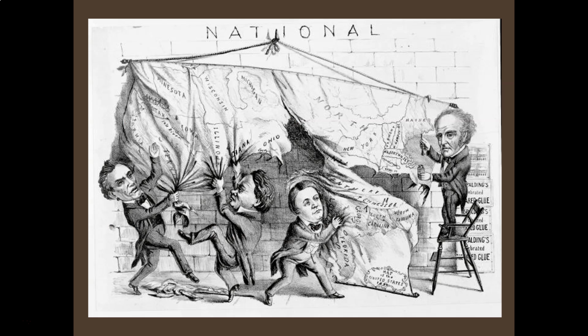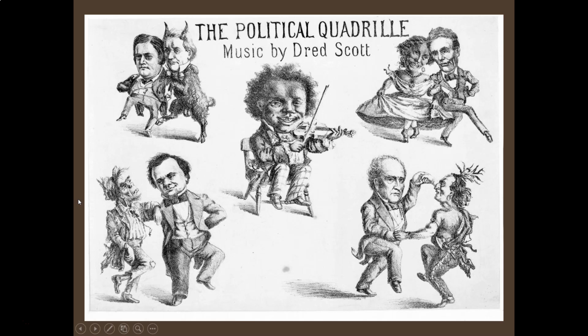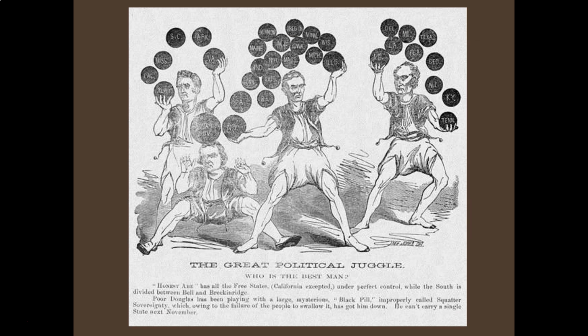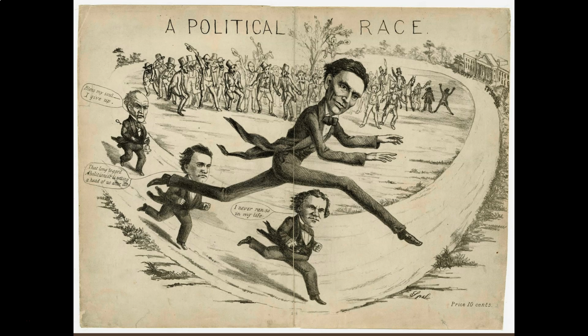Let's look at some of the political cartoons here from 1860. You've got all four candidates. We've got Breckinridge, Bell, we have Stephen Douglas, and Abraham Lincoln, all kind of fighting for different parts of the country. Here we have all four candidates again. There's Dred Scott in the center. Here they are playing baseball, doing some sort of circus routine, I guess, juggling, and racing, literally, a political race. Lincoln's out in front.